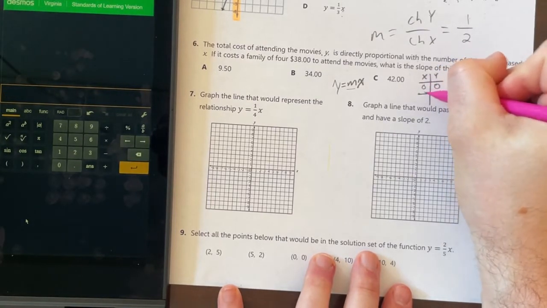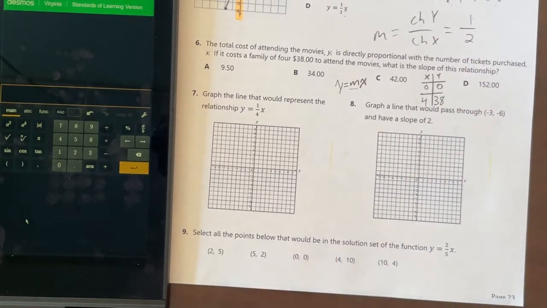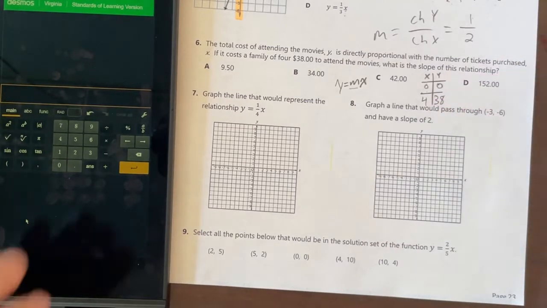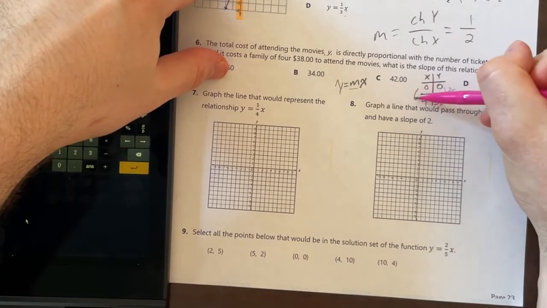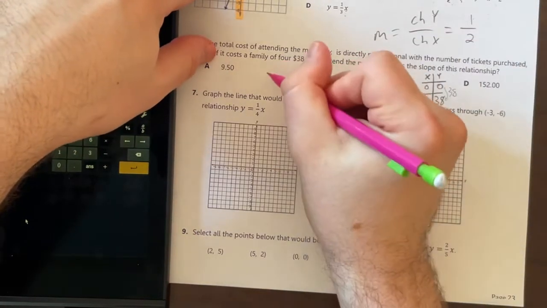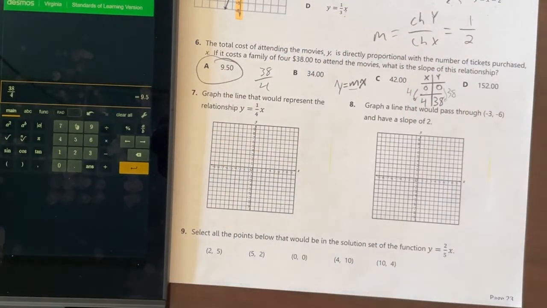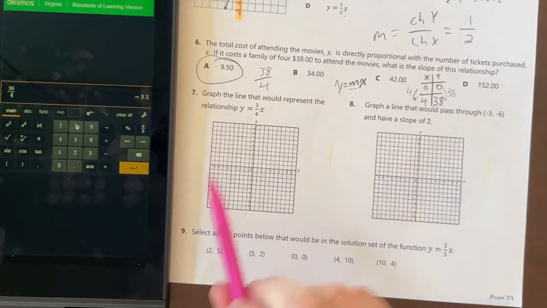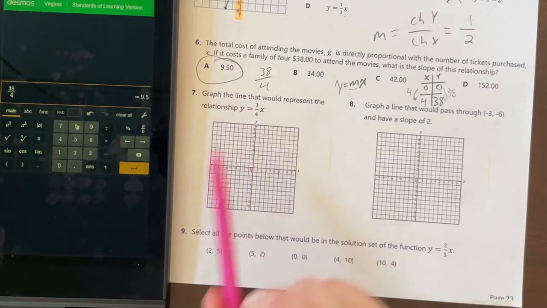And then when you have 4 people going to the movies, it is $38. So what is going to be that cost? Well, I could just divide 38 by 4, because our change in y is 38, our change in x is 4, so we have 38 over 4. Use that Desmos calculator. 38 over 4 is $9.50. Boom. Excellent.